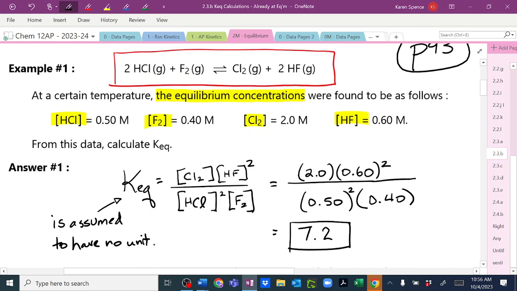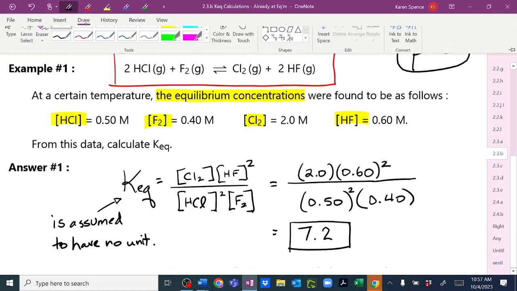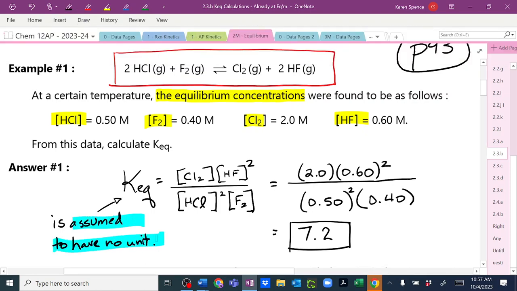And later on, when you solve for a particular concentration, you'll just be like, I've solved for a concentration, therefore my unit is molar. Okay? So, because KEQ is assumed to have no unit, you do not need to write the units in the calculation. This is different from everything you have ever done, yes? You do not need units in the KEQ calculation. Yes, Rigel.